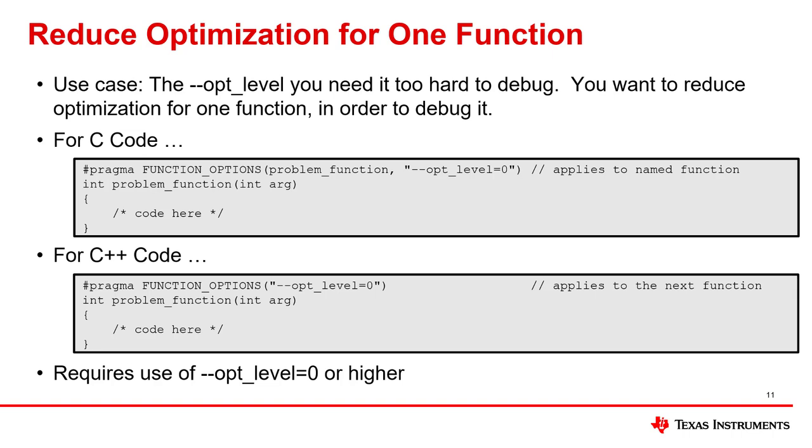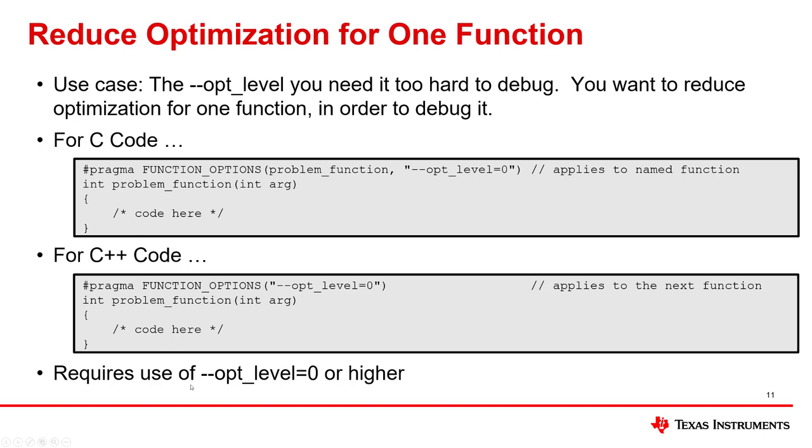Here's another way to reduce optimization in a more localized way. In this case, it applies to just one function. So you're using a high level of optimization, you've got some problem you need to debug, you've isolated it down to a single function, and you want to try and reduce the optimization level just for that function. Well, here's how you can do it. You use this pragma called function options. The details are different between C code and C++ code. Okay, you can look at it here. You can freeze this frame in the video and get a look at it, or go look it up in the compiler manual. Just go look up function options and see how it's different between C and C++.